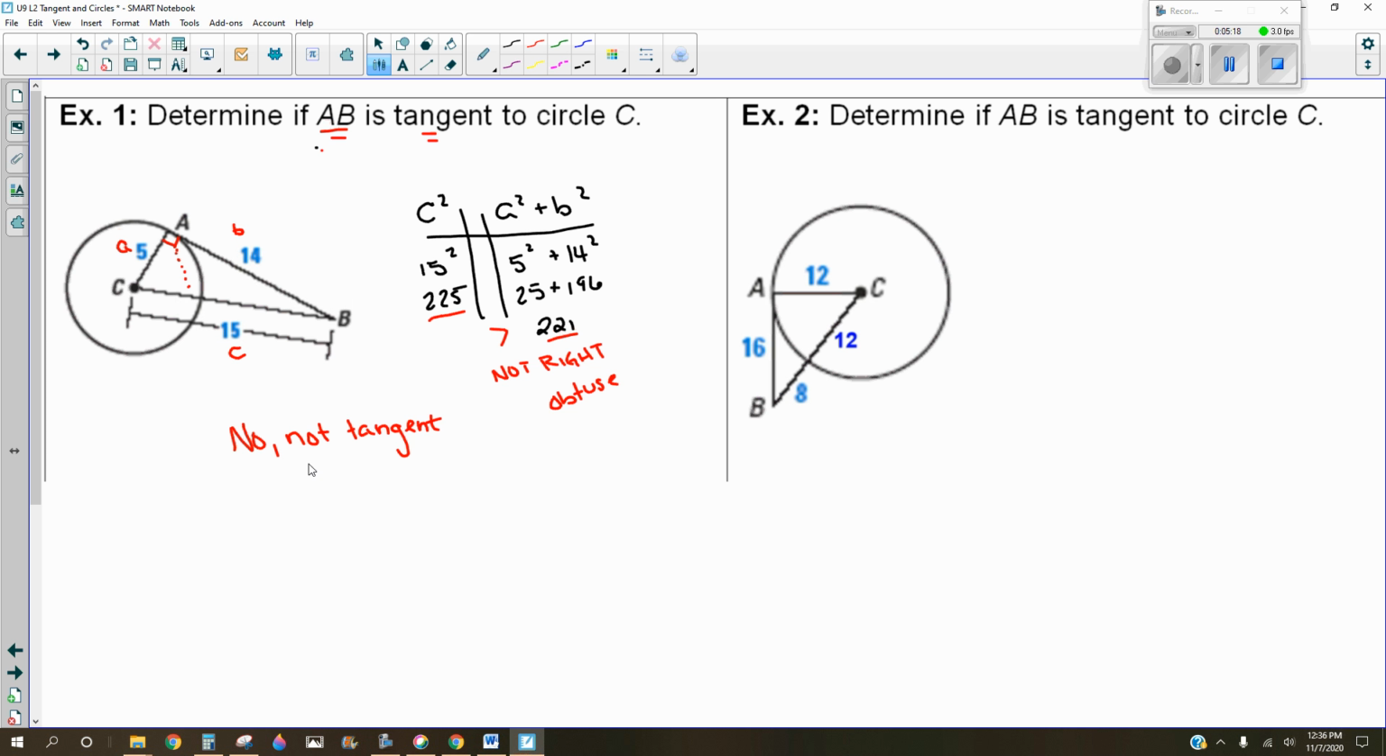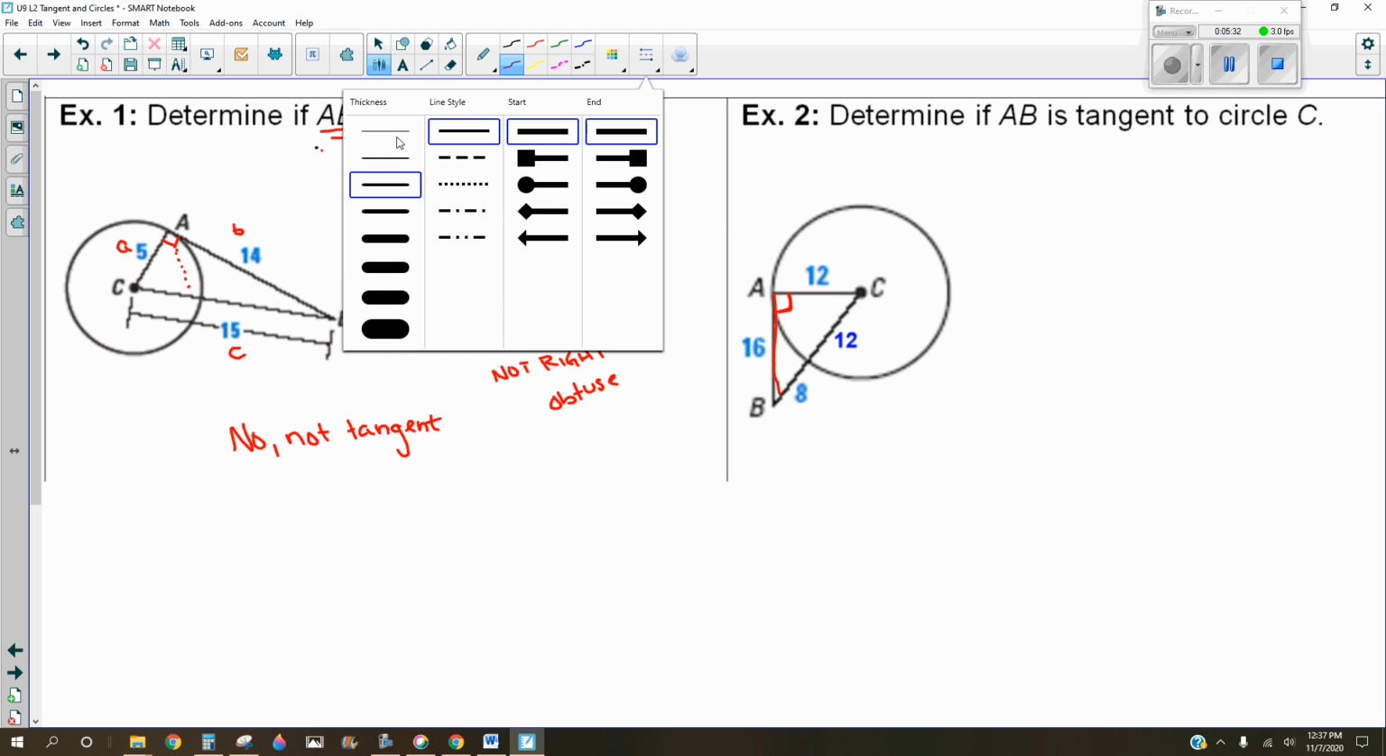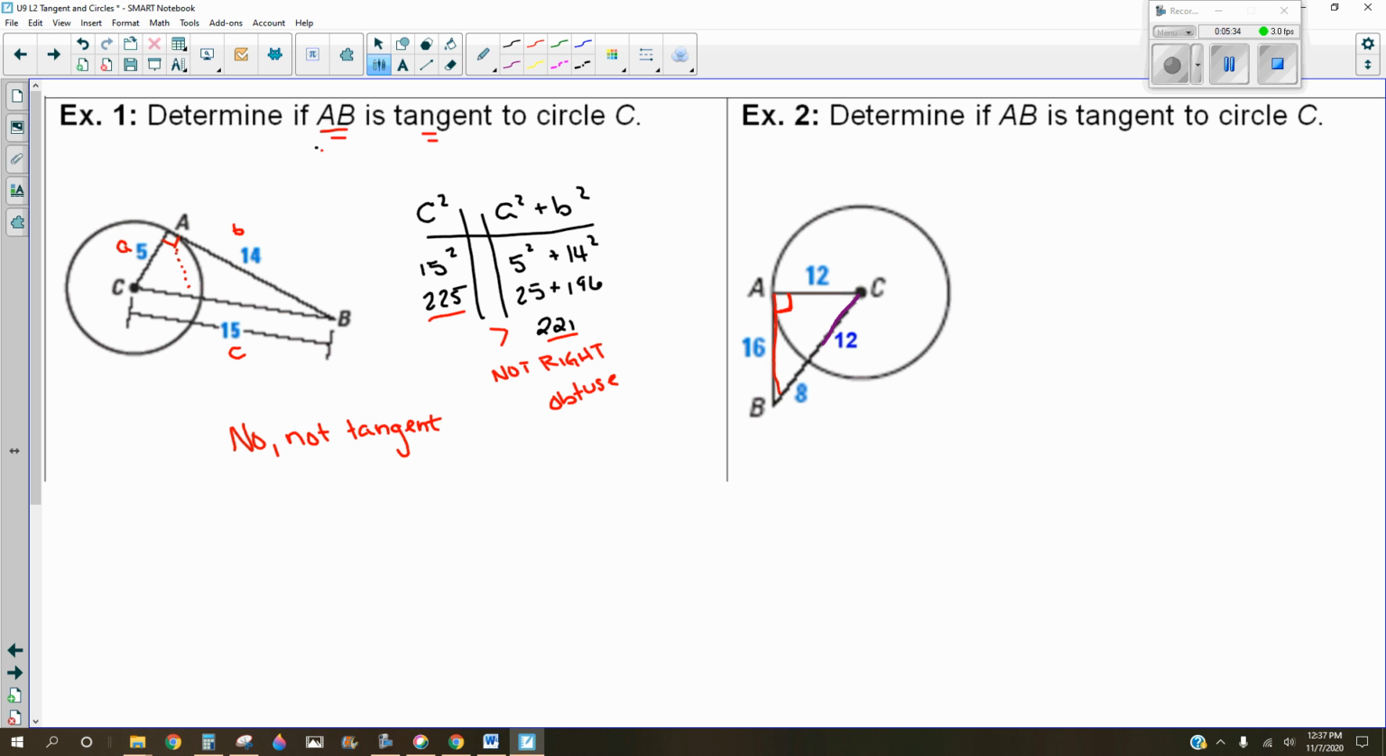Let's try another one. Determine if AB is tangent. So here's my potential tangent line, which means I'm checking to see if this is 90 right here. So I need to figure out C. Remember, C is going to be this whole long side. So this is actually 20. It's 20 for that side. The radius is 12. 8 more is 20. So C is 20, A is 12, B is 16.